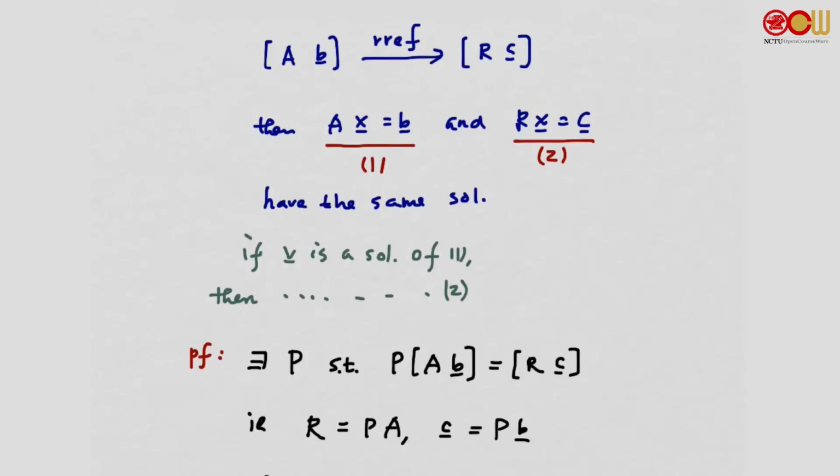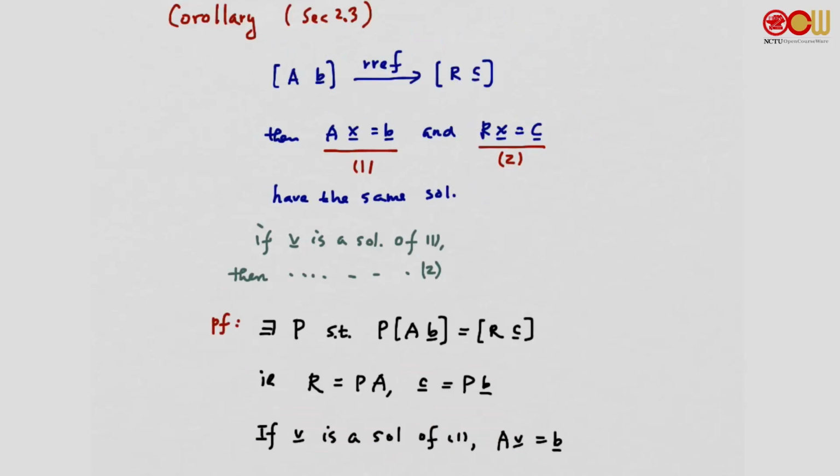We know that this is the reduced row echelon form of this. So we know there exists a P, invertible P, such that P[A B] is equal to [R C]. This means in particular that R is equal to PA and this C is equal to PB.